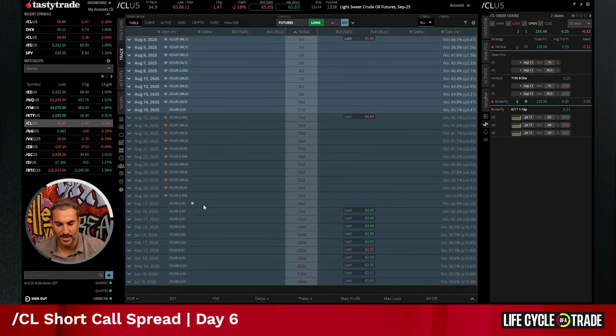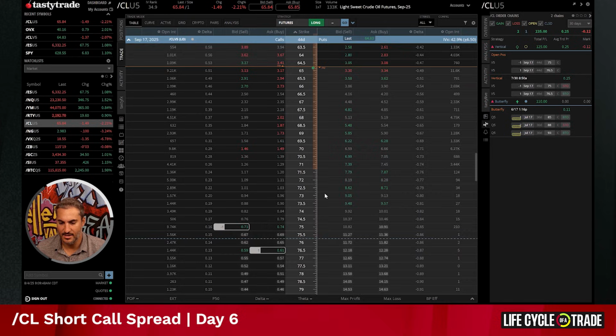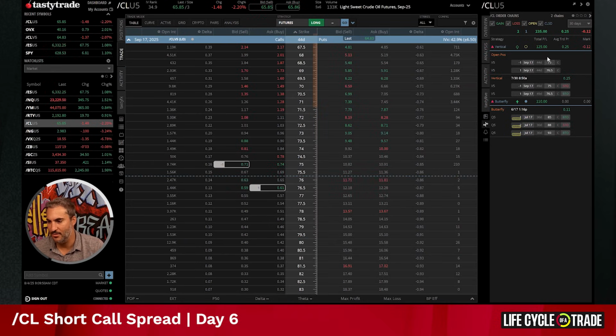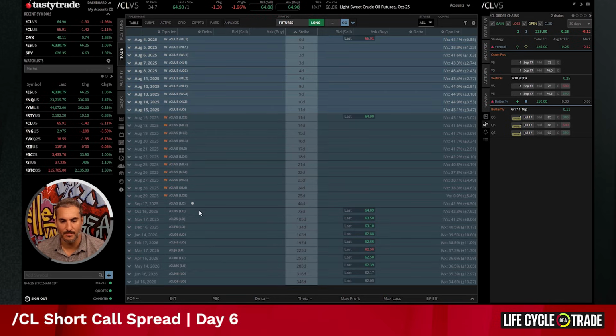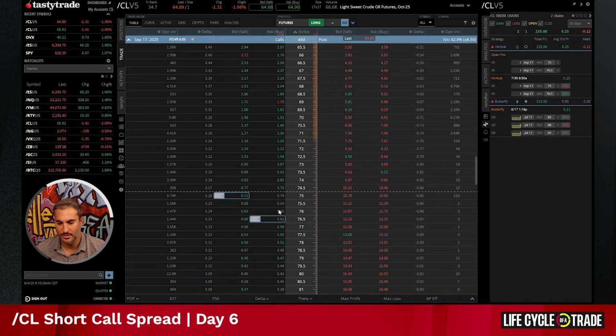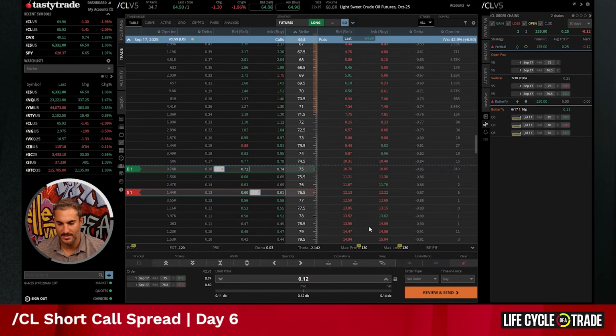We have an out-of-the-money call spread that is trading for about 12 cents right now, which is $120. When we sold it at 25 cents, that's $250. This out-of-the-money call spread has lost a significant amount of its value. We're going to go ahead and just close this position out. No need to try and squeeze anything more out of this. It was a very quick position.